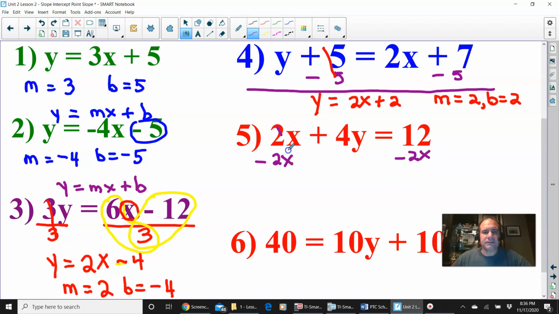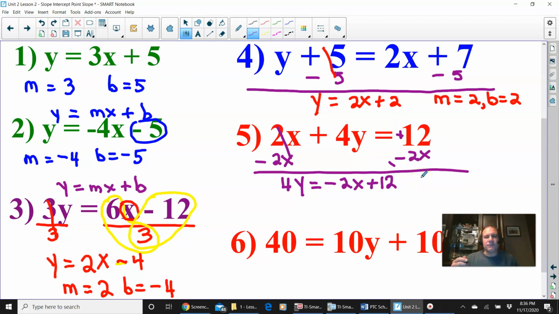Minus 2x. This cancels. I'm going to make my big line, and I'm going to rewrite 4y equals, and I'm going to tell you, I always put the x term first. So I'm going to put negative, you see this negative? 2x, and this is a positive 12, plus 12. I write it like that because I know that when I solve, I want it to be in y equals mx plus b format, where I don't have to worry about reading it backwards or anything like that. I just place that x first with the sign of that number, and you'll be okay.